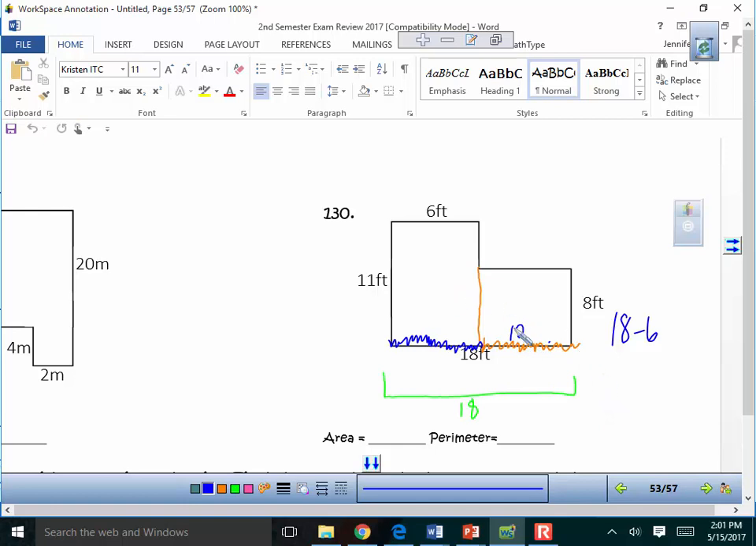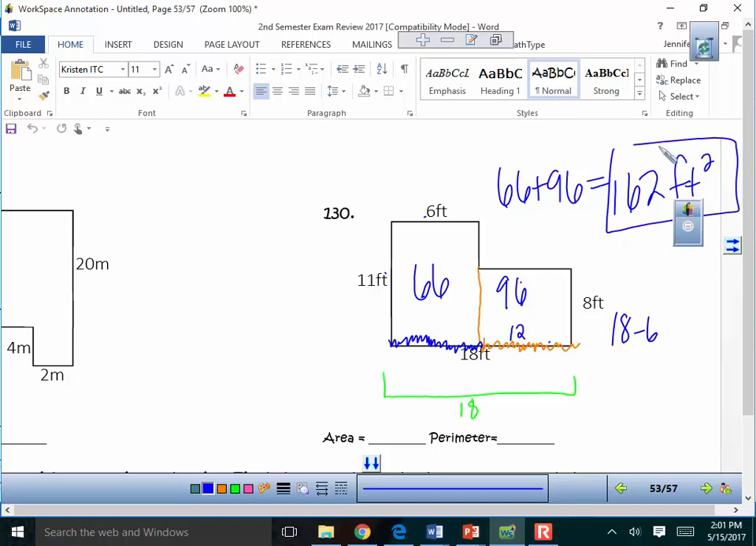Now to find the area, we do 12 times 8, and what does that give us? 96. Then to find this area, we multiply 11 times 6, and that gives us 66. Now, the area of this whole figure is the sum of those two areas, which is 162, or 162 feet squared. Any questions here?